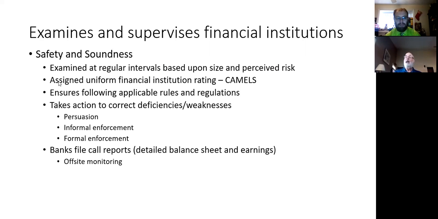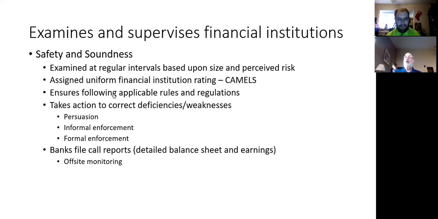As part of the examination process, banks are rated from 1 to 5, 1 being the best, 5 being the worst. And that overall rating is based on an analysis of these 6 areas. It's called the CAMELS rating, where C stands for capital, A stands for assets, M for management, E for earnings, L for liquidity, and S for sensitivity. So these are 6 areas that get a sub rating from 1 to 5. And then an overall rating is assigned from 1 to 5.